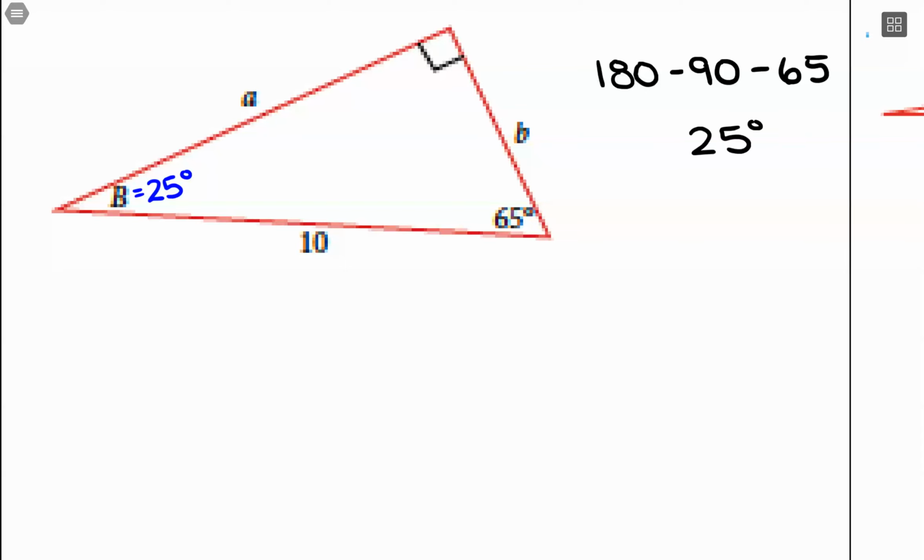Now, I need to solve for these unknown side lengths. However, we can't use the Pythagorean theorem because we have 2 unknowns. And then because this is a non-special triangle, I don't have a way of relating them to each other. And this is where our trigonometric functions come in.